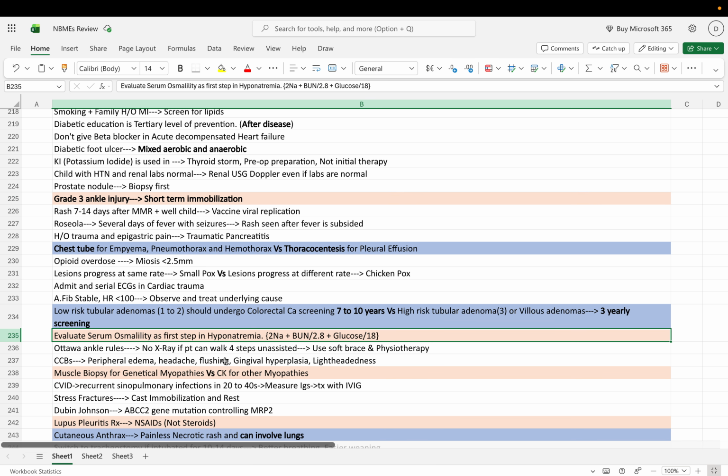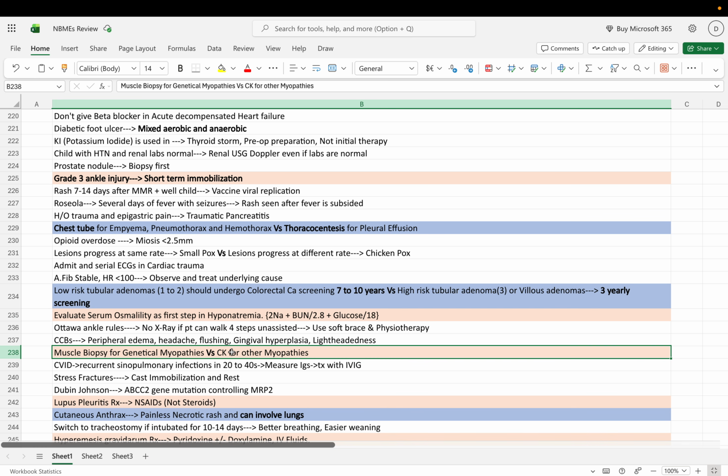Evaluate serum osmolality as the first step in hyponatremia. The formula to evaluate serum osmolality is 2 times sodium plus blood urea nitrogen by 2.8 plus glucose by 18. Muscle biopsy is meant for genetic myopathies, whereas CK is meant for other myopathies like Duchenne and Becker's.